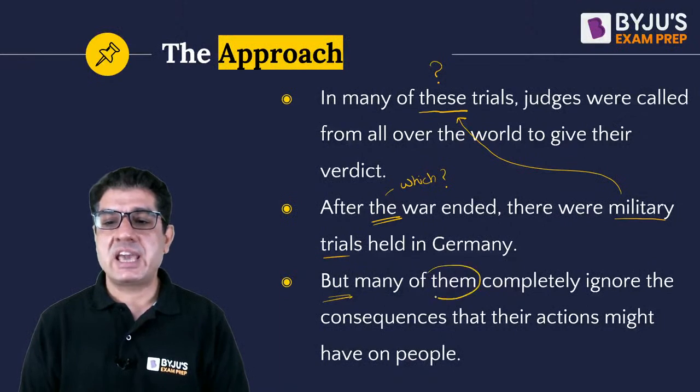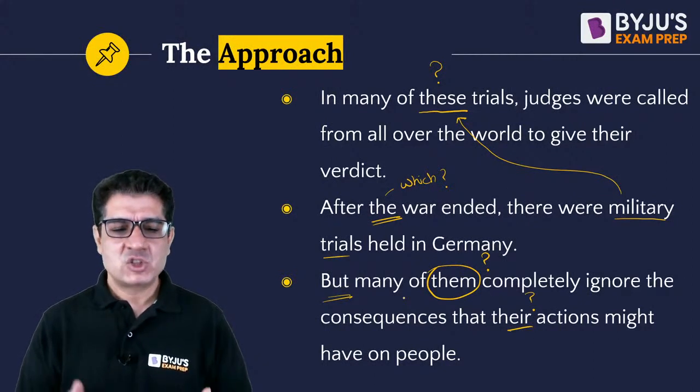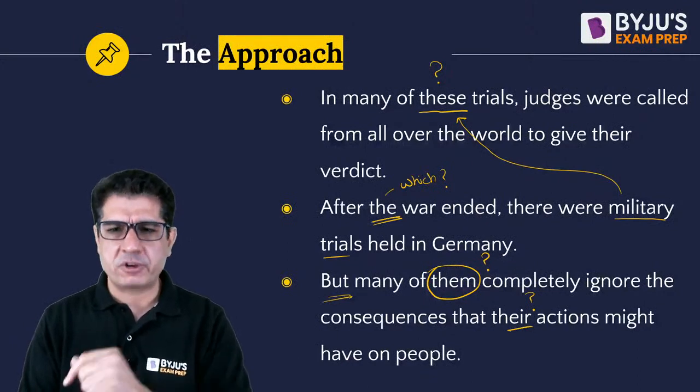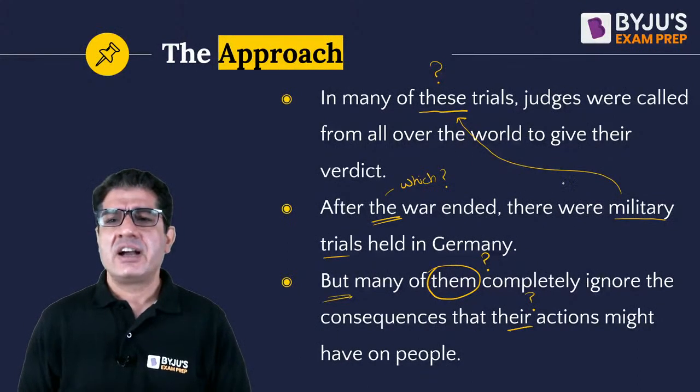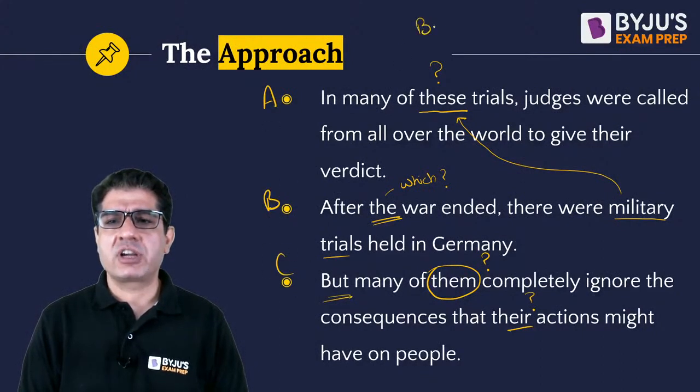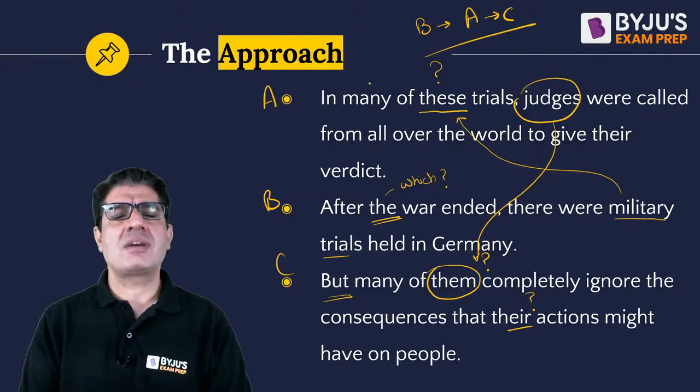Then many of them, whom, their, whose. So these are the kind of clues that we use to establish relationships. So for instance, in this case, if I were to label them as A, B and C, I know that A should come after B. And then this "them" in C refers to judges. So I also know that C should come after A. So I can arrange them as BAC.